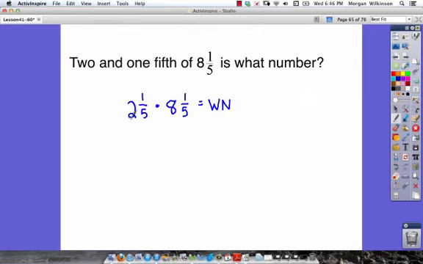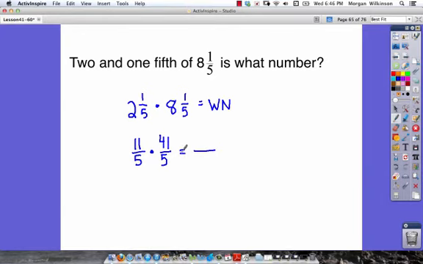Let's go ahead and do that. So we're going to change to improper fractions because we always multiply with improper fractions and not mixed numbers. So 2 1/5, that's 11/5. 8 1/5. Well, 8 times 5 is 40, plus 1 more is 41. So we get 41/5. Now we look at this, we think, can I simplify before I multiply? Well, you can't take 5 into 41, and you can't take 5 into 11, so you cannot. But the okay thing about that is it means you won't be able to reduce or simplify your answer.